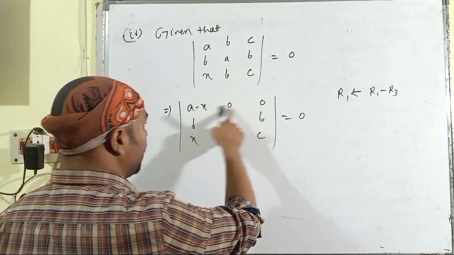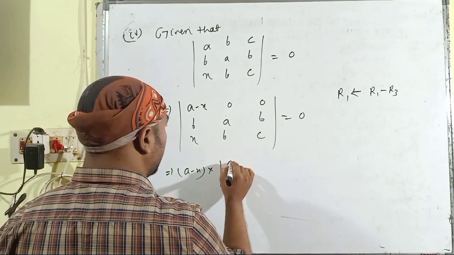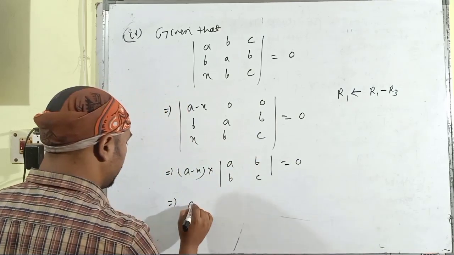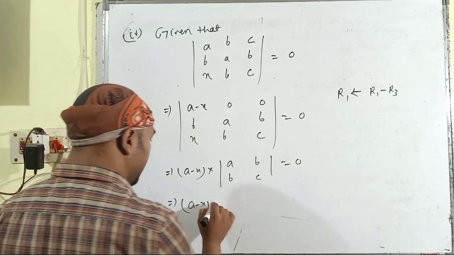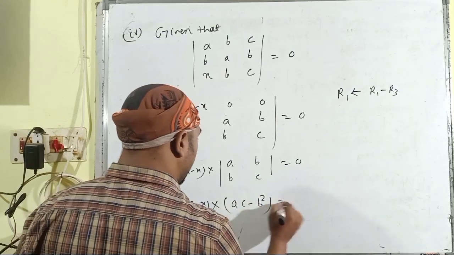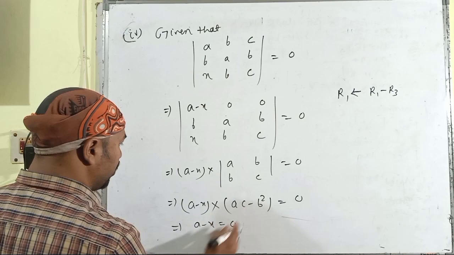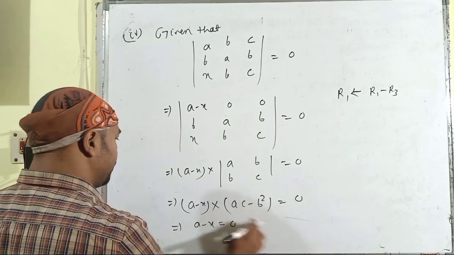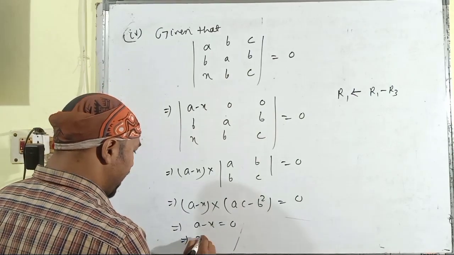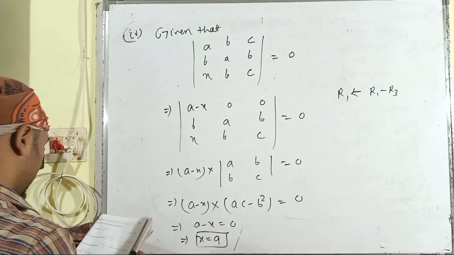So expanding along row 1, we get a minus x multiplied with the determinant of a b, b c, and it is equal to 0. Then this is equal to a minus x multiplied with ac minus b square. As this is a constant term, a minus x is equal to 0. Shifting this term to the right-hand side and dividing by the constant term, we get 0, so x is equal to a. Then we move towards the fifth bit.